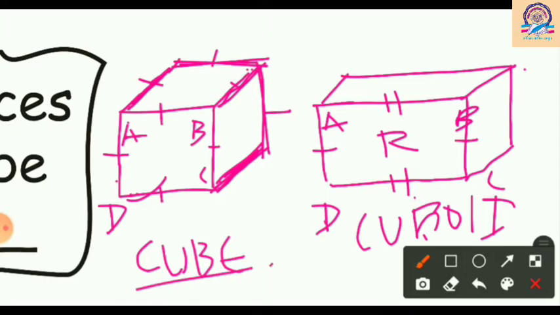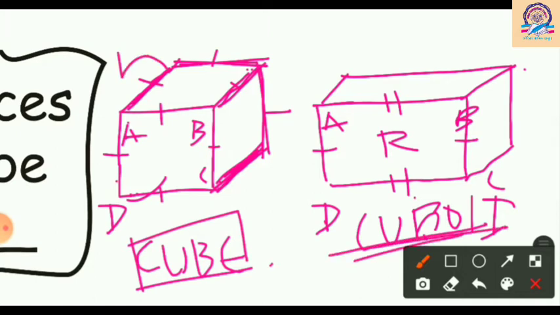What is the difference between cube and cuboid? The major difference is that the cube is made from a square when we add height to it, and the cuboid is made from a rectangle when we add height to it.